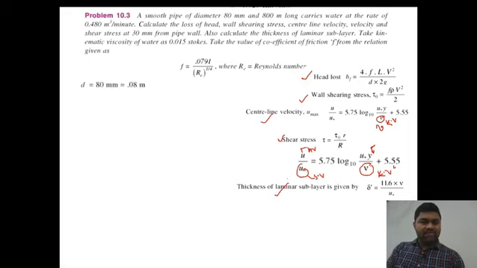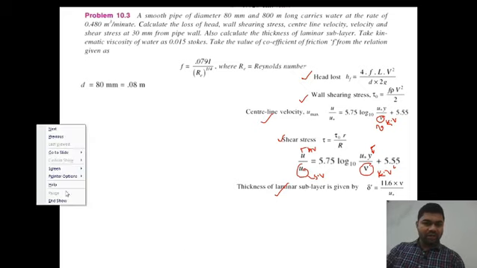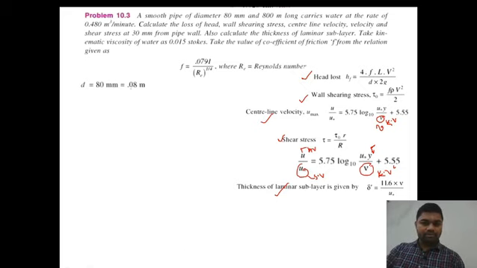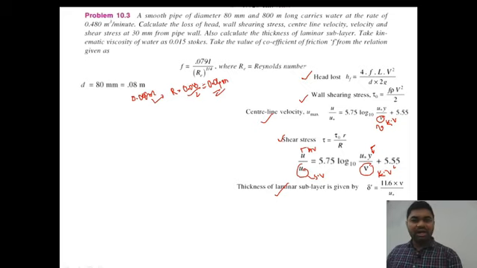What is given? First, the diameter of the pipe is given as 80 mm. So, convert it into meters. It goes to 0.08 meter. If we convert the diameter into radius, radius is equal to 0.08 by 2, that is nothing but 0.04 meter. 0.04 meter is our radius.